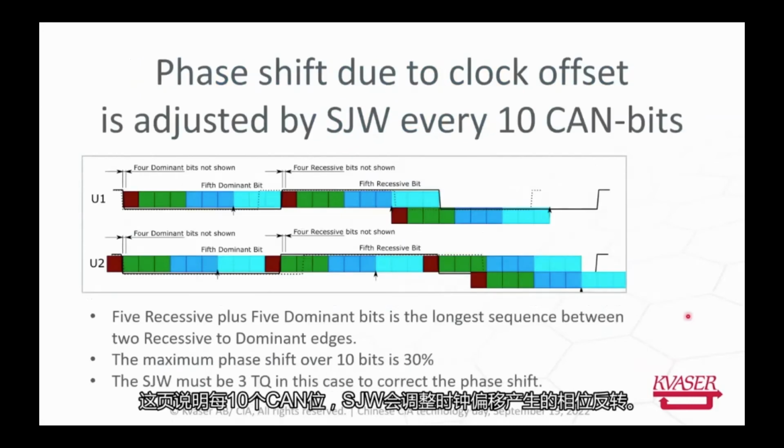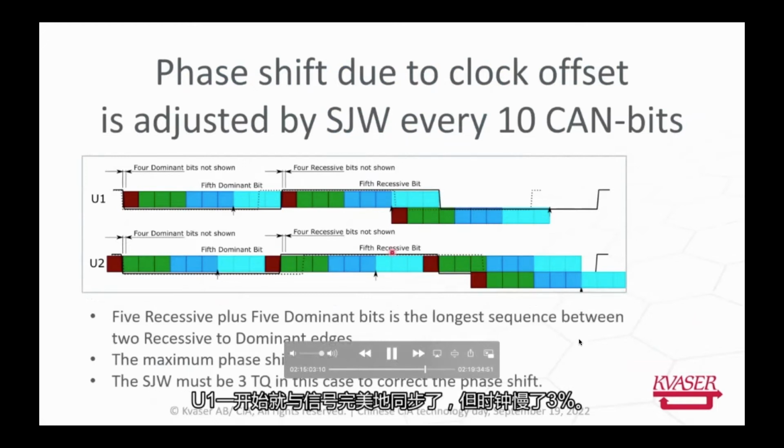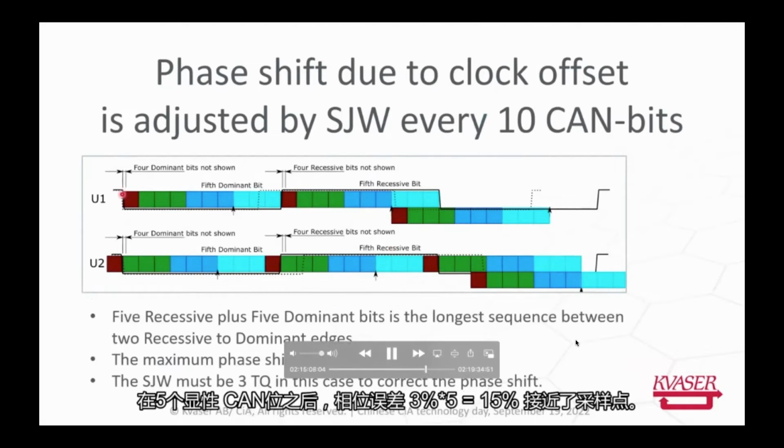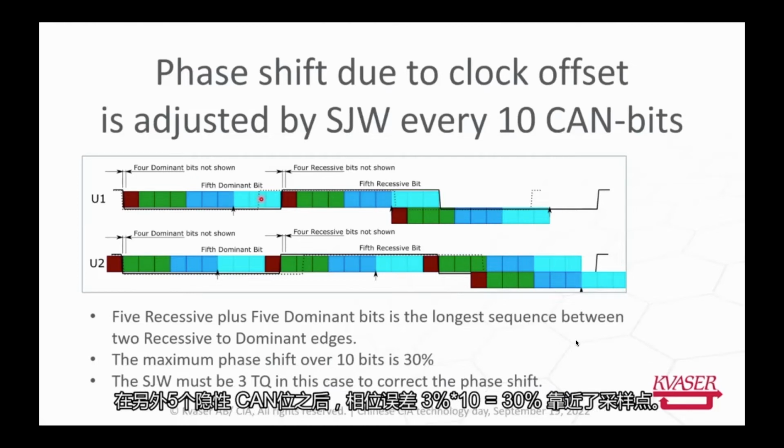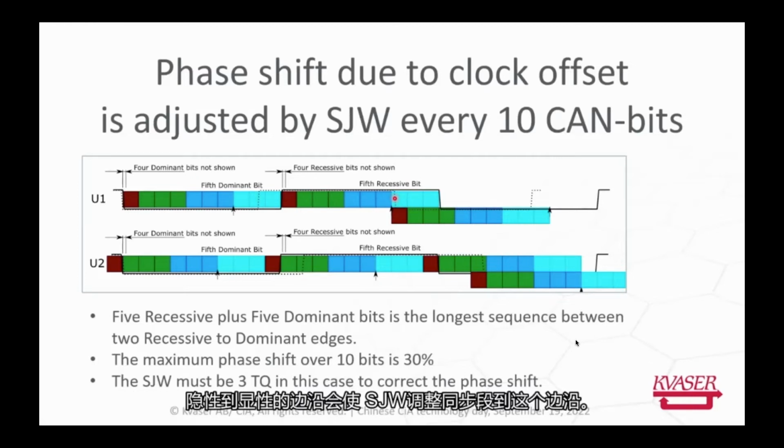This page shows the phase shift due to clock offset that is adjusted by the synchronization mechanism every 10 CAN bits. U1 is at start in perfect sync with the signal, but has a 3% slower clock. After 5 dominant CAN bits the phase error is 15% closer to the sample point. After an additional 5 recessive CAN bits it is 30% closer. This recessive to dominant edge will make a synchronization logic adjustment where the sync segment is moved into the edge.